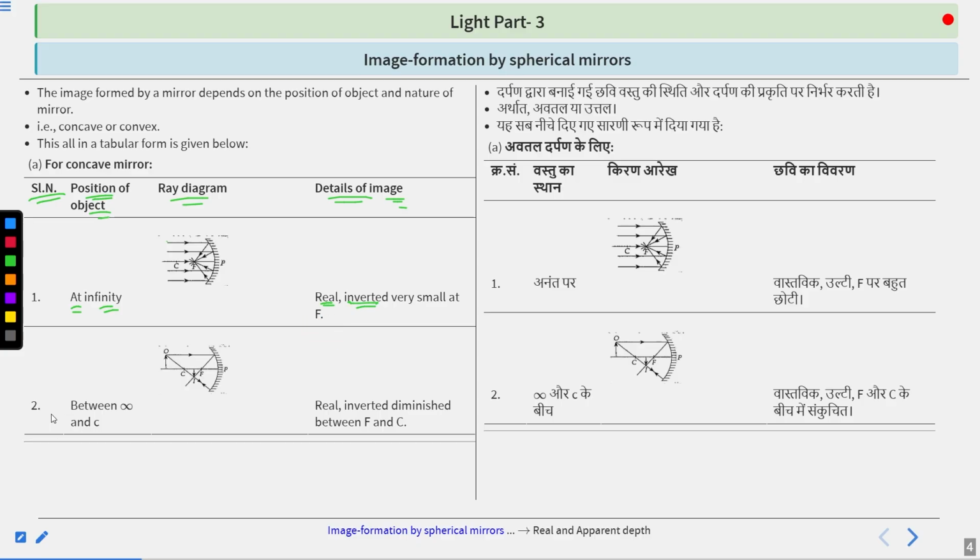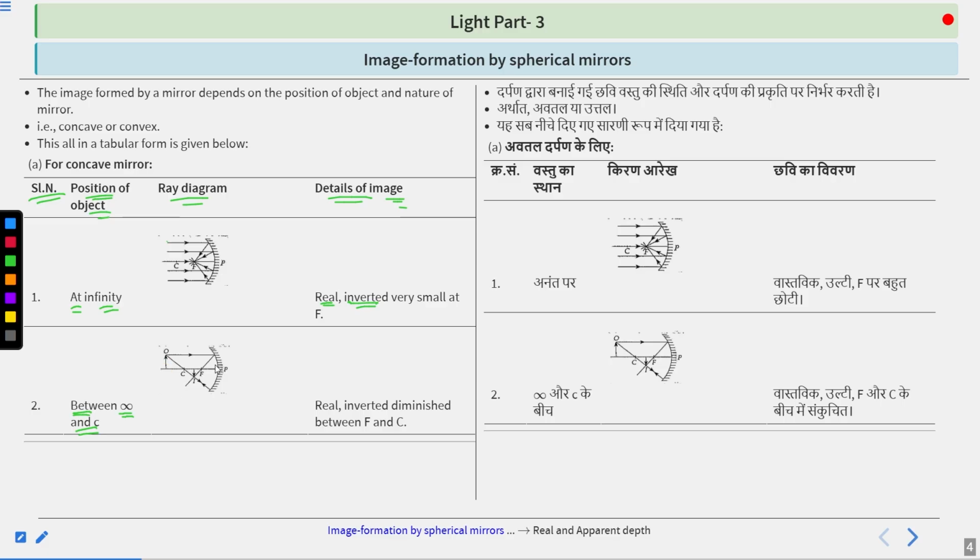Okay. Second case, between infinity and C. So right now we are saying that this is the C. The object is here. The object is between infinity and C. Again, we haven't determined the distance at which the object is placed. But right now we are saying the object is placed between infinity and C.